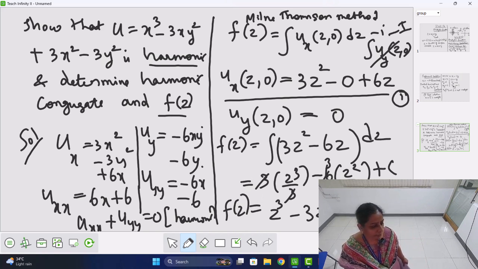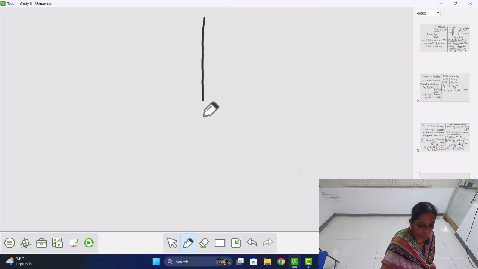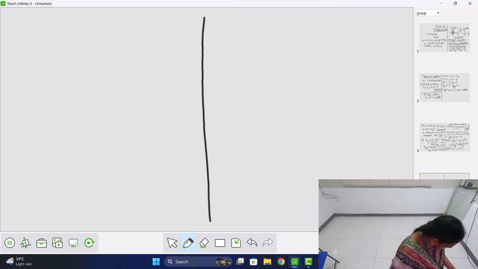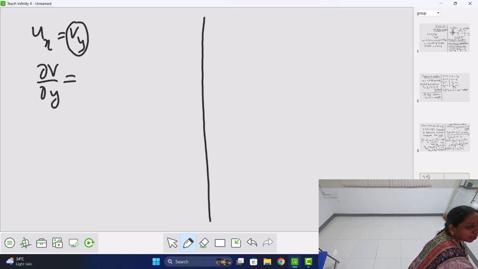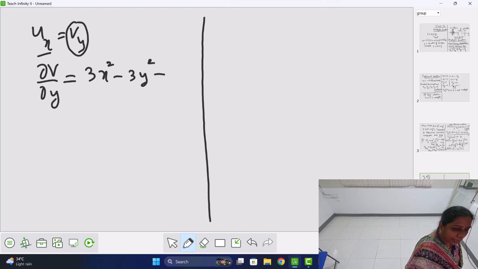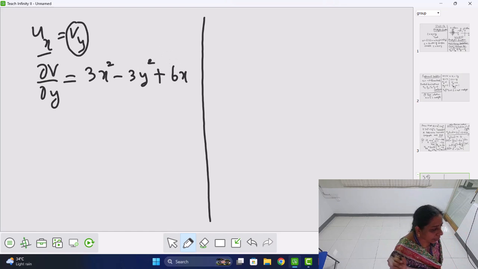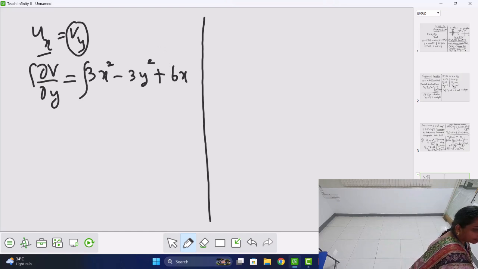So we can find the conjugate now. Please recall the previous slides, only then I can focus on the conjugate. We know that ux equal to vy. I'll consider vy, dou v by dou y, and write it as it is. What is ux? I got the equation, you can see the previous slides: 3x squared minus 3y squared plus 6x. Now I'm going to integrate on both sides.